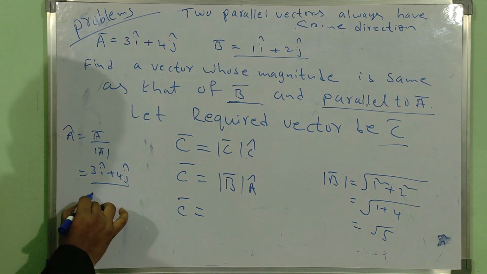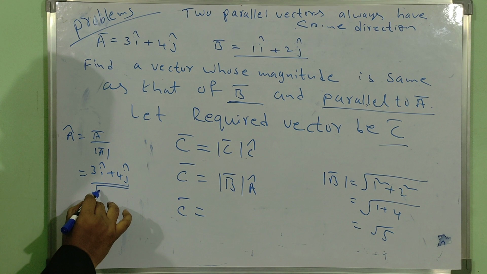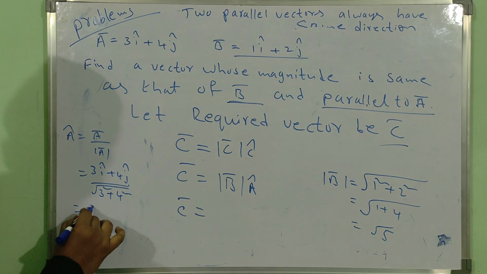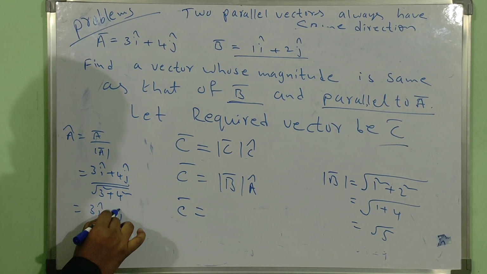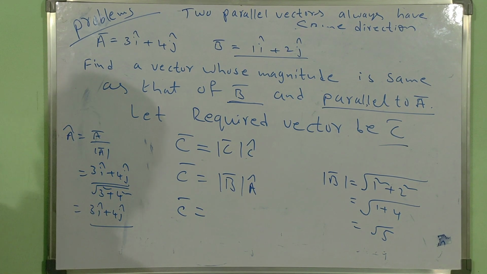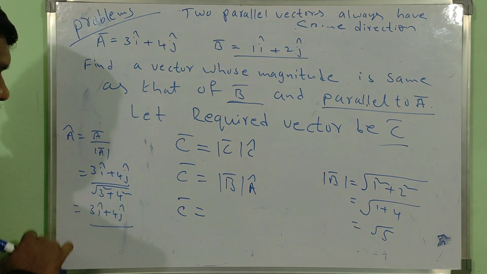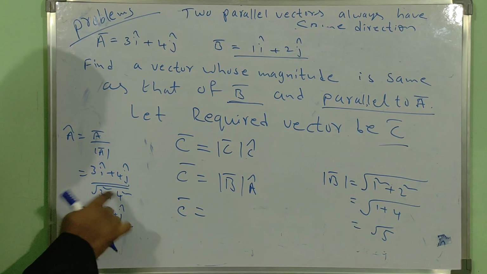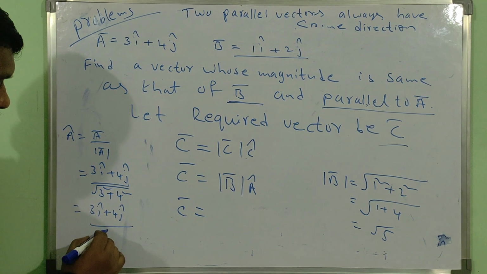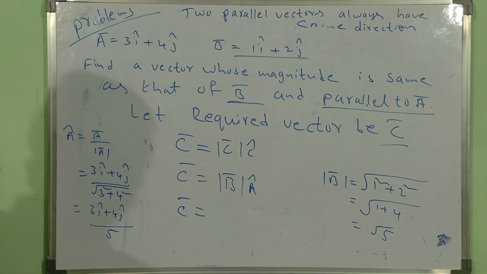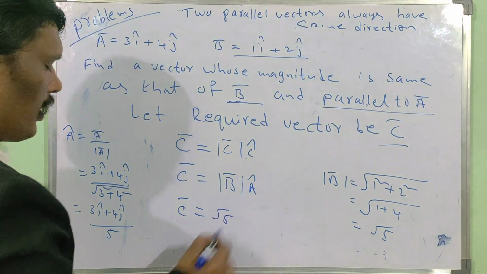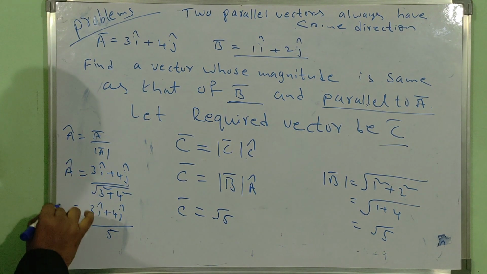What is mod A bar? Root of 3 square plus 4 square. That is the modulus of A bar. So A cap is 3i cap plus 4j cap by root of 3 square, 9, plus 4 square, 16. 9 plus 16 is 25, root 25 value is 5. This is the A cap. Now substitute. Mod B bar is root 5, and this is the A cap.